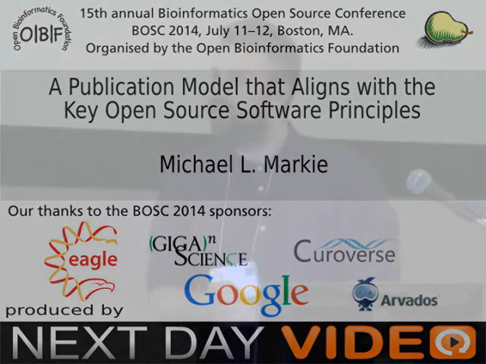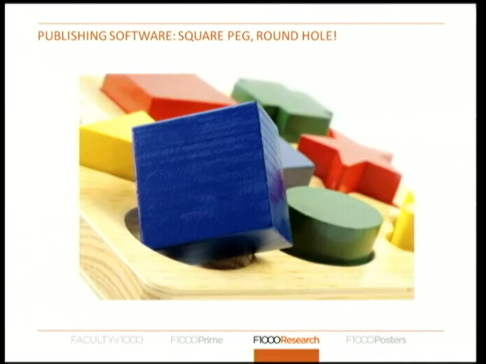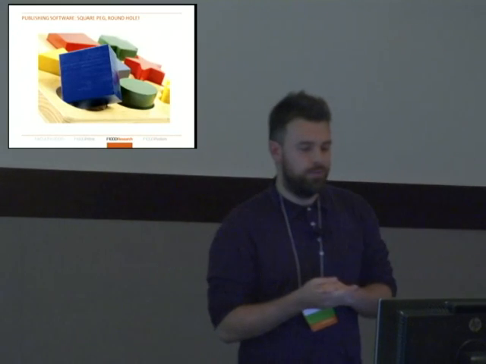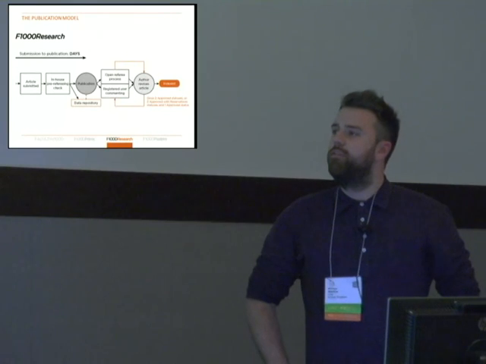So what I want to talk about today is a publication model that aligns with the key open source software principles, and namely F1000 Research. So, what's the problem? The problem for me and for others is that software is published in traditional journals, and traditional journals don't really have what software needs when you publish them. So the idiom I tend to use is it's a bit like fitting a square peg into a round hole. So F1000 Research is different.